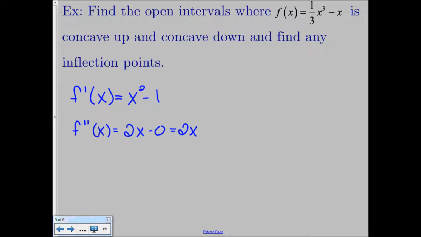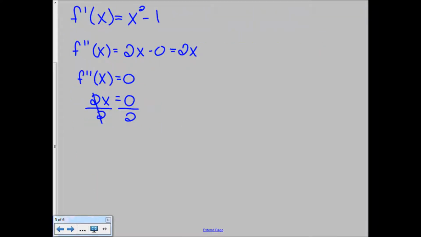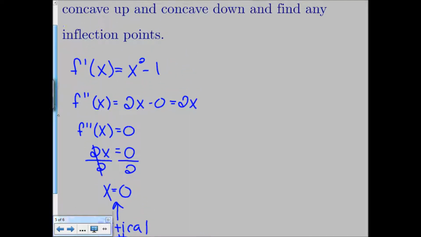So now we want to set the second derivative equal to 0, and then solve it. So in other words, we're going to set 2x equal to 0. Dividing both sides by 2, we're just going to get that x is equal to 0. So this is a critical number of our second derivative. And we don't have to worry about the second derivative ever being undefined because it's equal to 2x, which is a polynomial, and polynomials are continuous everywhere.